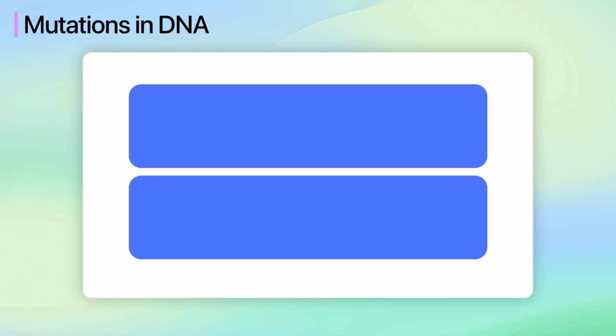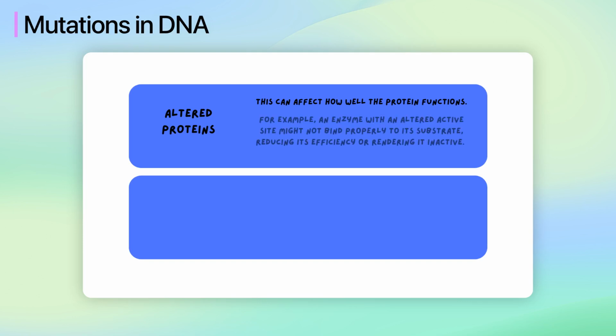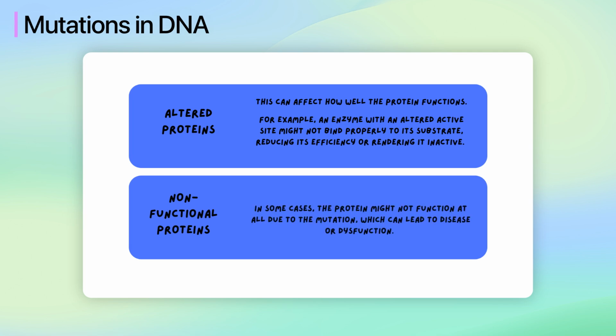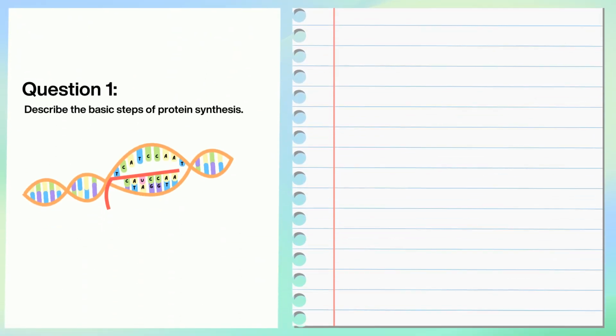Some mutations result in a protein with an altered shape. This can affect how well the protein functions. For example, an enzyme with an altered active site might not bind properly to its substrate, reducing its efficiency or rendering it inactive. In some cases, the protein might not function at all due to the mutation, which can lead to disease or dysfunction. Understanding protein synthesis and the impact of mutations provides vital insight into the functioning of our genes and the development of genetic disorders. This knowledge is foundational in fields such as genetics, molecular biology, and medicine.